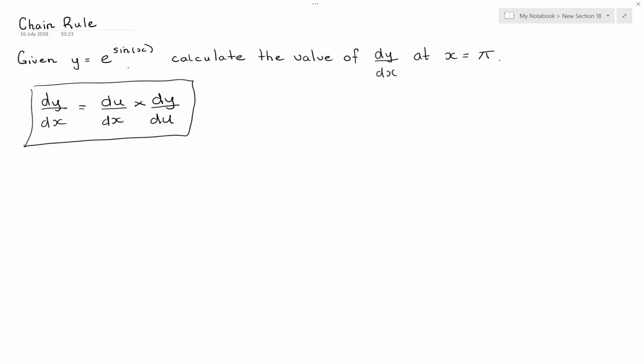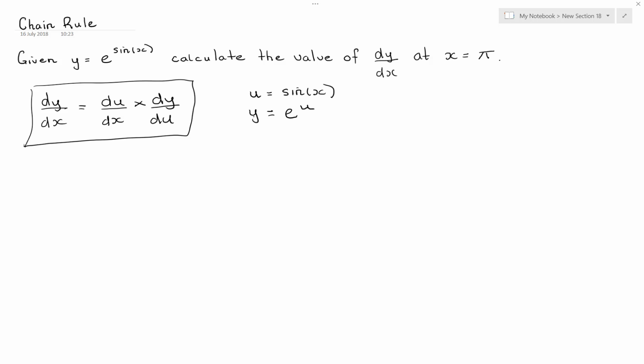So the first thing we need to do is define what our u is, and the u is the one inside the other function. So our u here is sine x. And if u is sine x, therefore our y becomes e to the u.